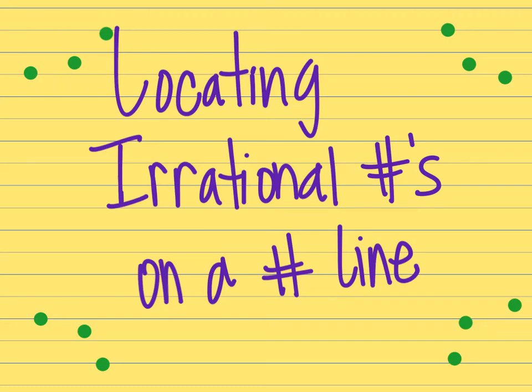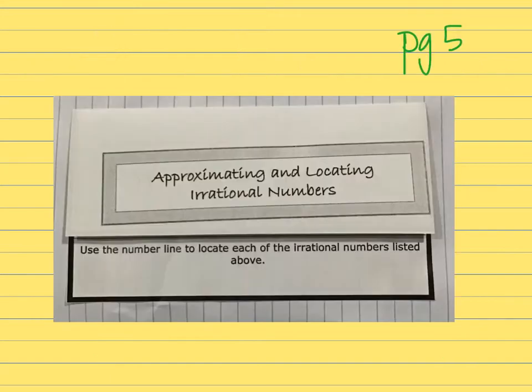Today we're going to talk about irrational numbers and how to estimate their values and then place them on a number line so we can order them either from least to greatest or greatest to least. In your journal, we're going to be on page 5, and there is a foldable on there. It looks like the one on my screen. It says approximating and locating irrational numbers. Find that page and then open this flap.